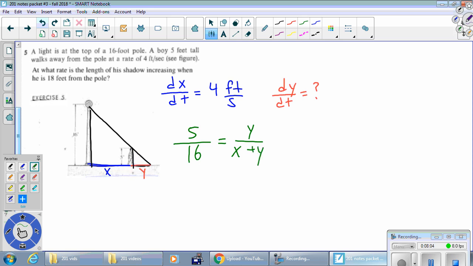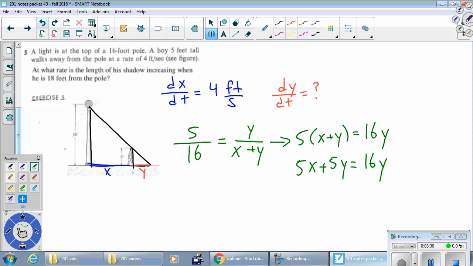Okay, so we could take a derivative of the equation in this current form. That would involve using the quotient rule on the right-hand side. I would rather avoid that if I can, and I can. Let's cross multiply: 5 times (x plus y) equals 16 times y. And you could take a derivative here, at least we've avoided the quotient rule, but we can do even better by distributing the 5 and then moving the 5y over to the right-hand side, which will get our y's together on one side and the x's on the other side. So that gives me 5x equals 11y right there.